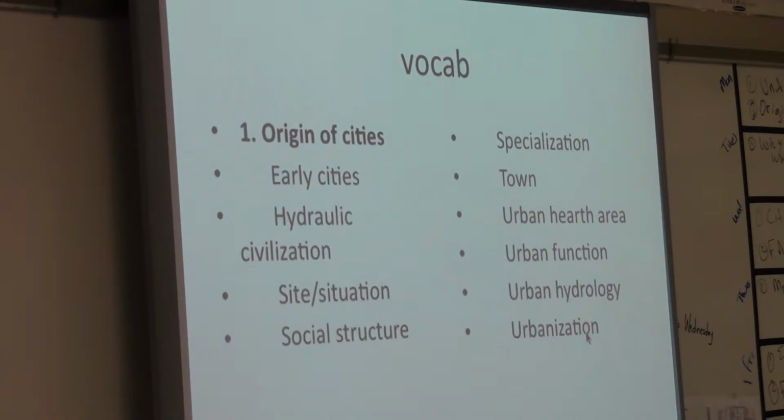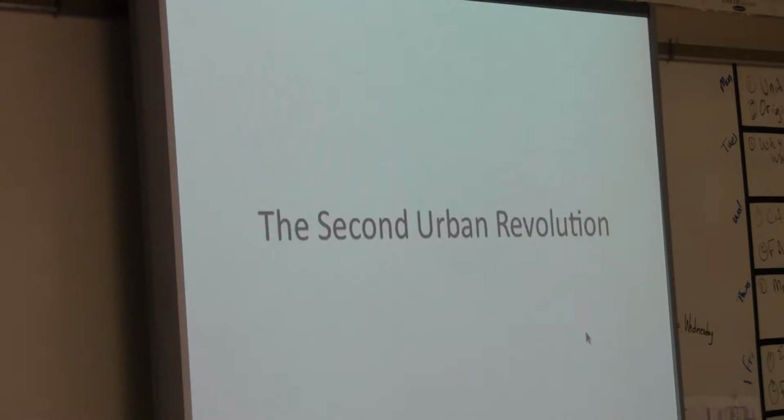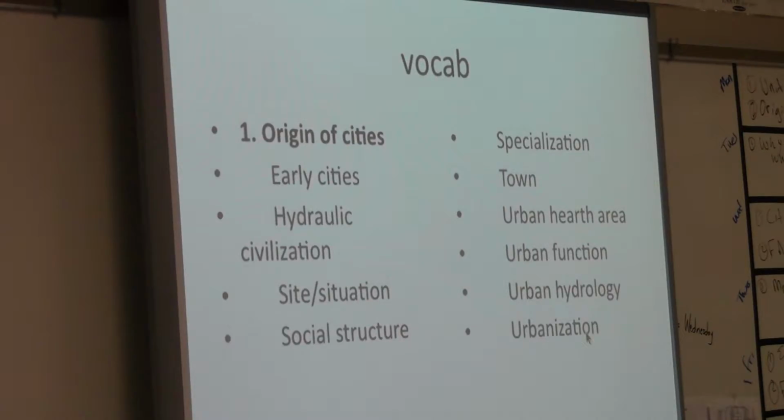These are the vocabs that I had you highlight on your outline at the beginning of the unit. The only thing on this that hasn't shown up yet is site and situation, and that's our next bit. Oh shoot, we got one more little thing first. Okay? What's that? Can you go back? I didn't highlight those. I can.